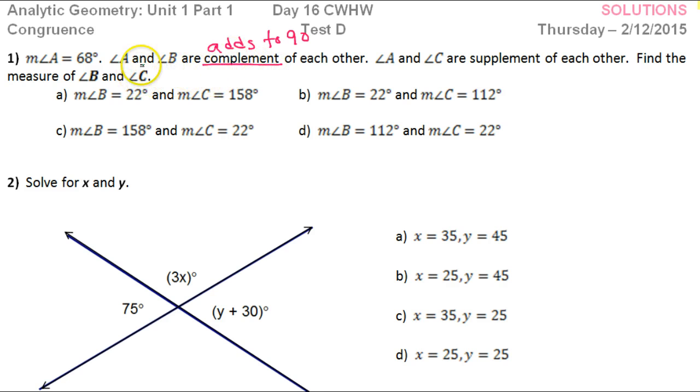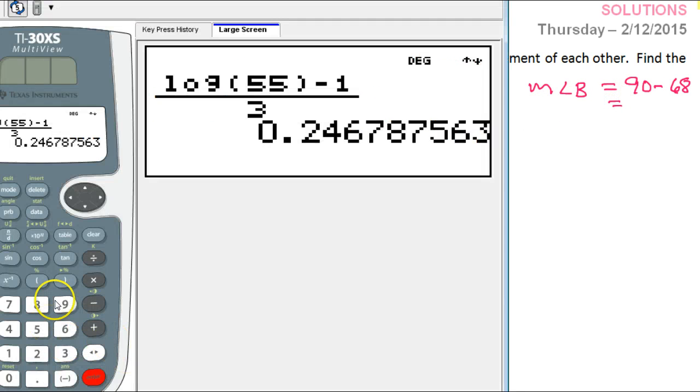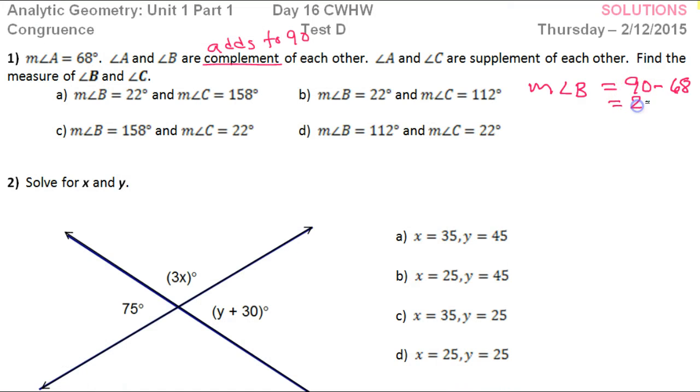So if A and B are complementary, all you have to do is subtract from 90. To find the measure of angle B, that's going to be 90 minus 68, so that's going to be 22. So the measure of angle B is 22 degrees.